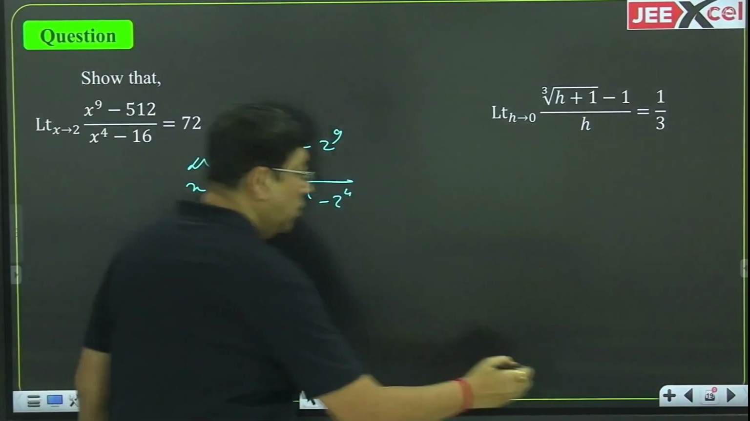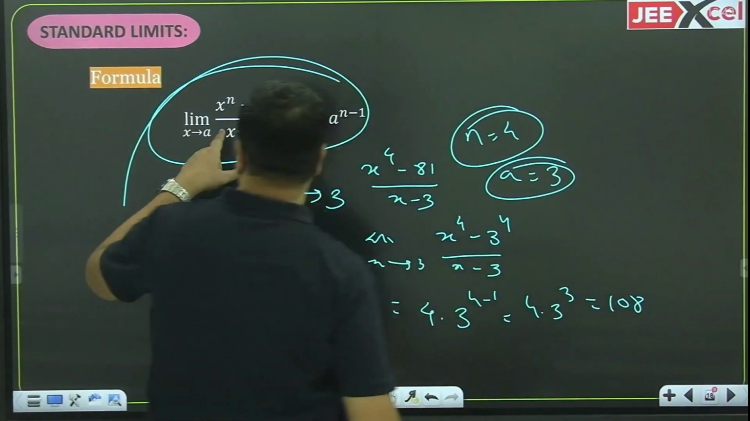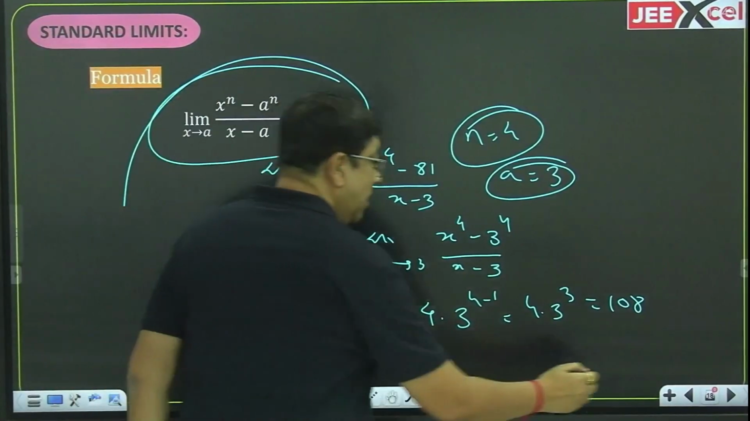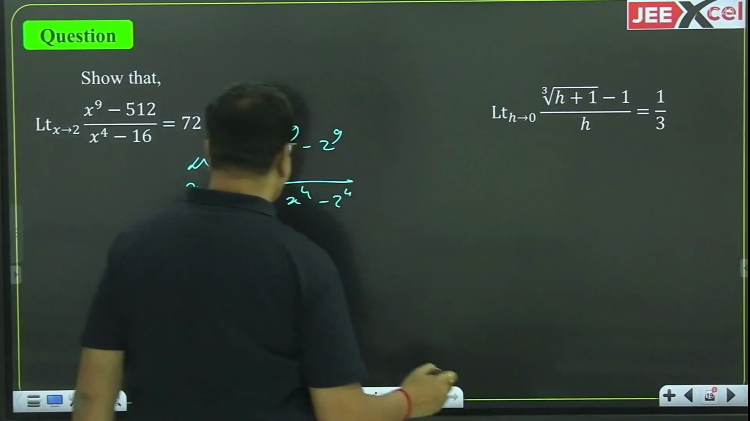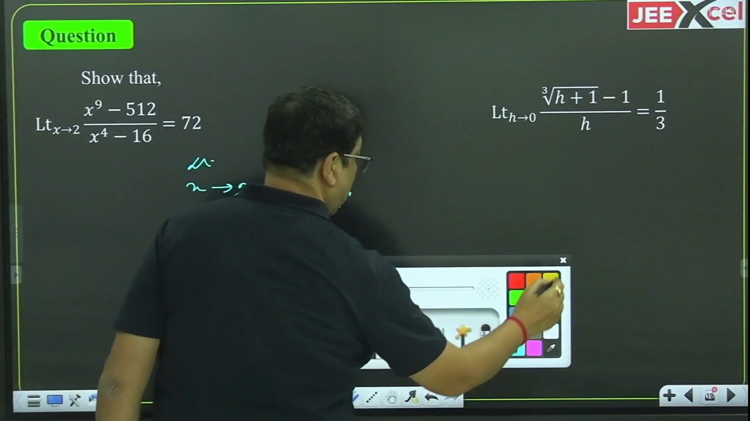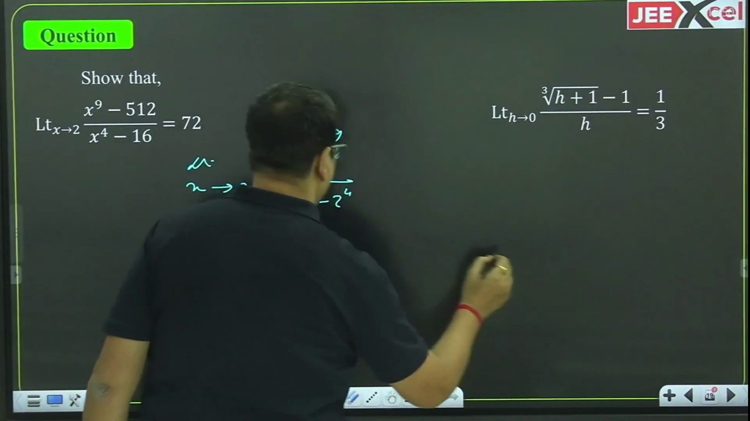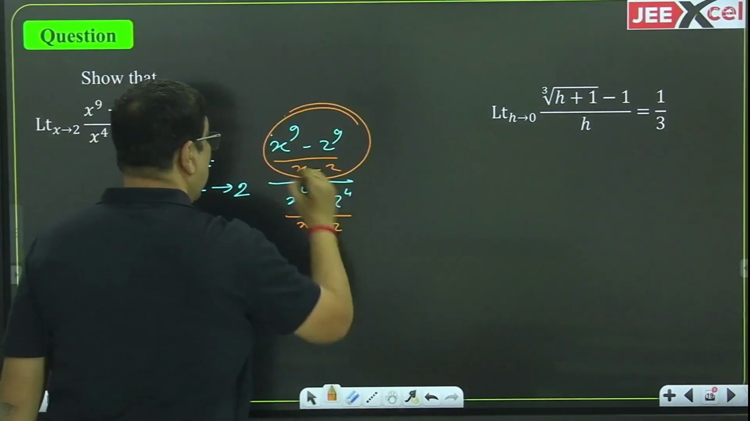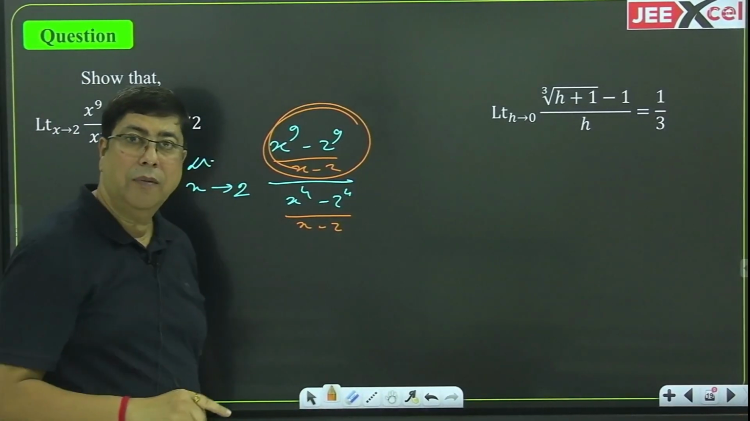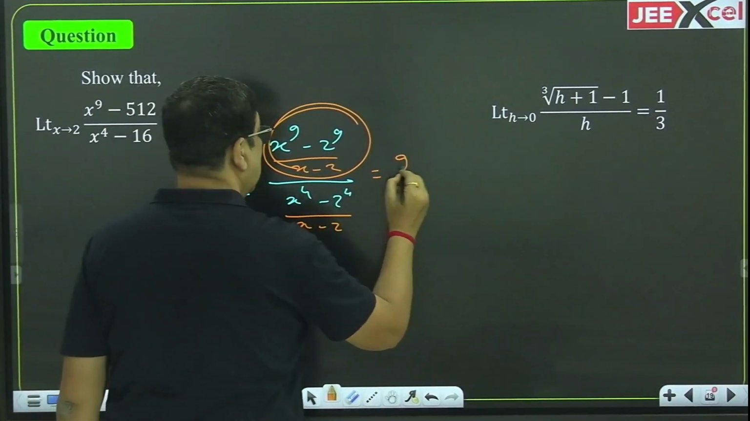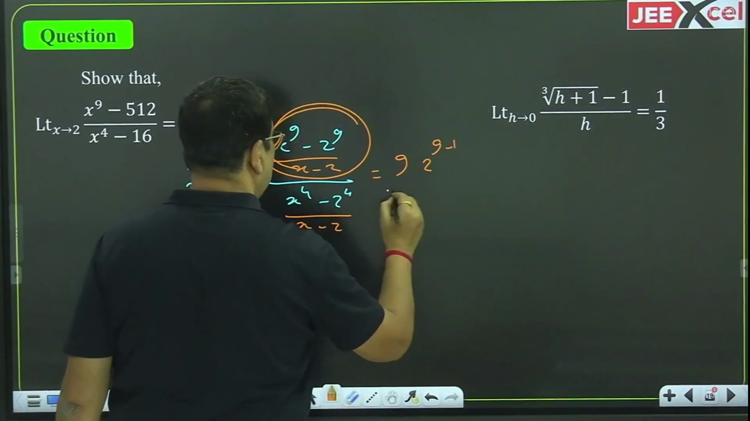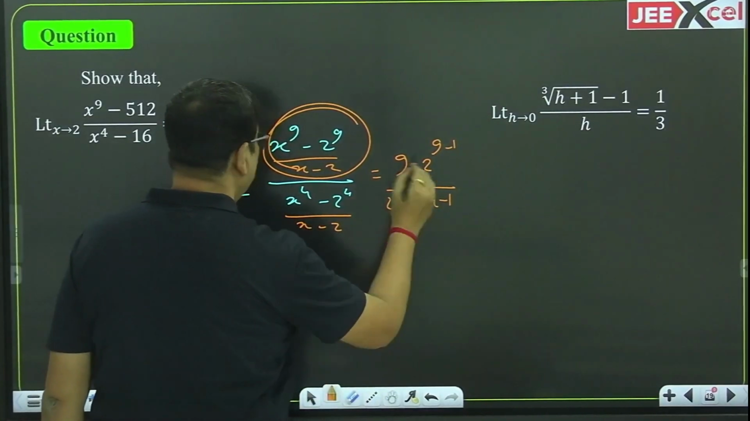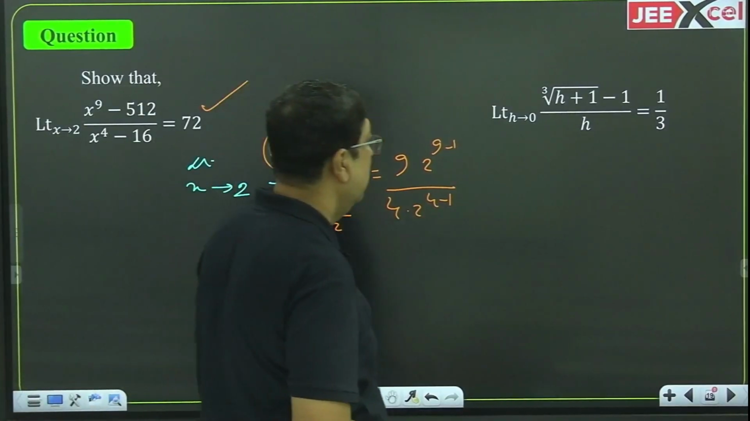Let's apply the separate limit. Previous formula, look: this formula, x to the power n minus a to the power n by x minus a. Remember, n is the constant number. So what will I do here? Here x minus 2, x minus 2. So this is the formula n a to the power n minus 1. So here 9 times 2 to the power 9 minus 1, total divided by 4 times 2 to the power 4 minus 1. So the answer is coming to be, do the calculation, 72.